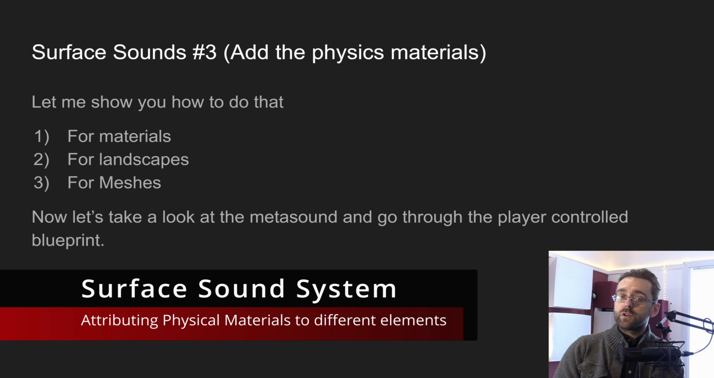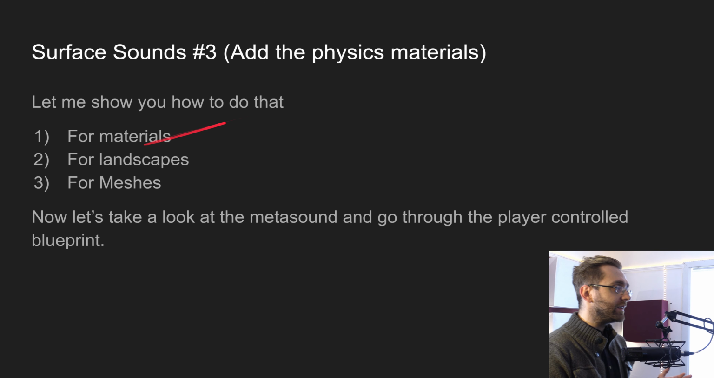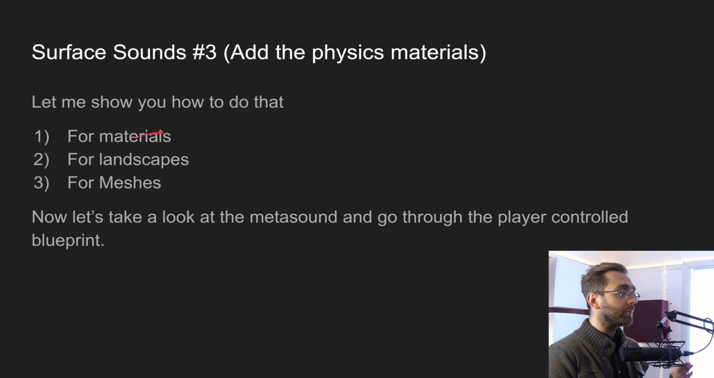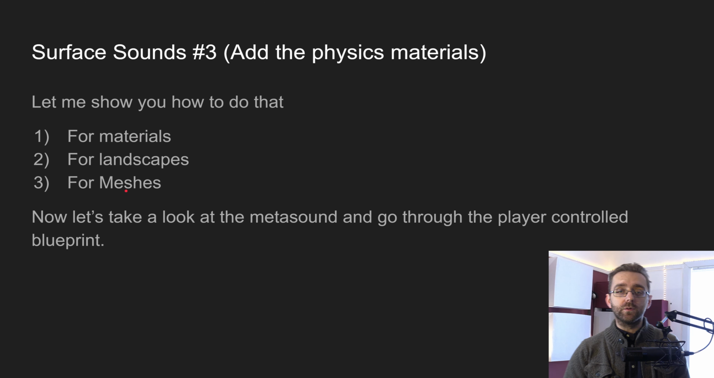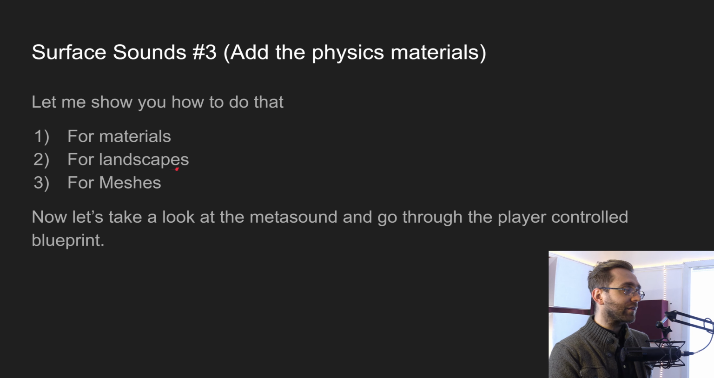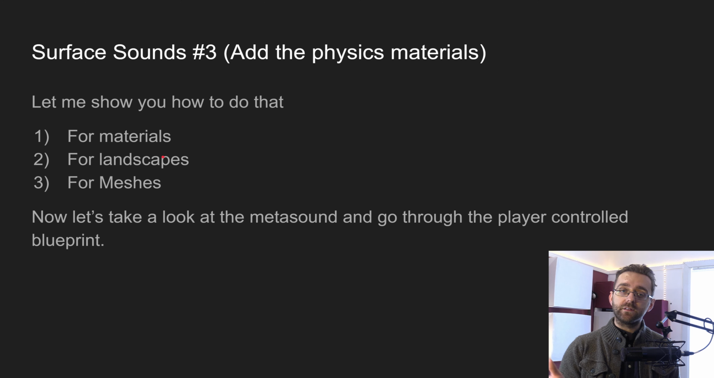Now the next thing you're going to need to know is how to attribute the physical materials to these 3 different elements. We need to know how to do it for materials, for landscapes, and for meshes. To give an example, we're using a spline to spawn the road mesh in a certain way so that essentially we have a road. But it is a mesh, and we need to be able to say that this mesh has a physical material, and the physical material it has is asphalt. It's the same for landscapes. So say for instance you drive off the road and you go on the landscape.